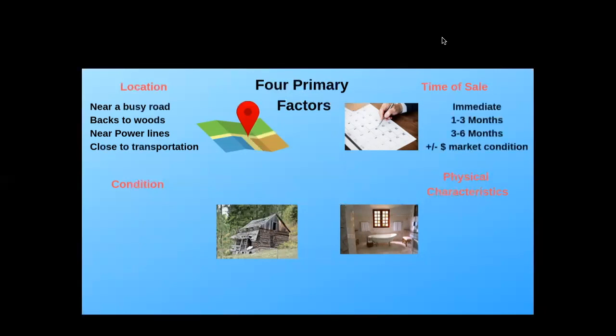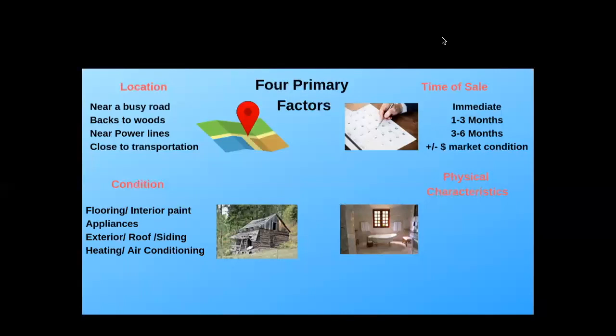The second factor is the time of the sale. We can't use sales from a year ago, or even really 6 months ago. We want to use comps that are immediate, within 1 to 3 months. If we start going back further than 3 months, we need to take into account the market conditions would have changed.